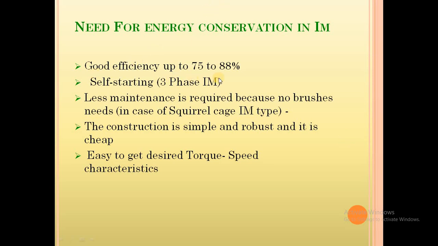They have good efficiency, about 75 to 88%. They are self-starting; in particular, three-phase induction motors are self-starting. They require less maintenance in the case of squirrel cage because there are no brushes and no slip rings. Construction is simple and robust, and it is cheap. And it is easy to get the desired torque-speed characteristics by inserting external resistances in the rotor circuit, but this is only for the slip ring induction motor. Because of all these advantages, we prefer the induction motor in industry.